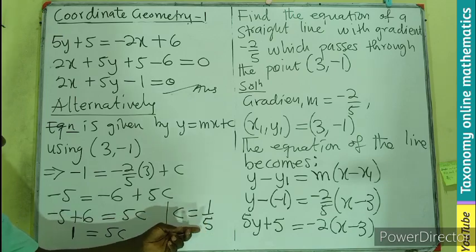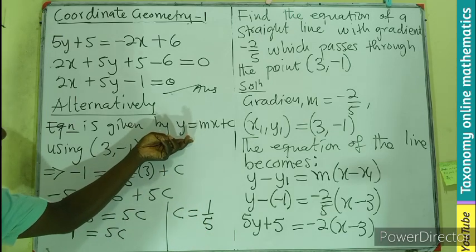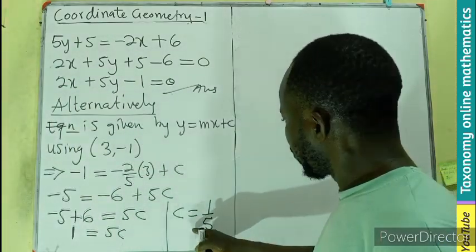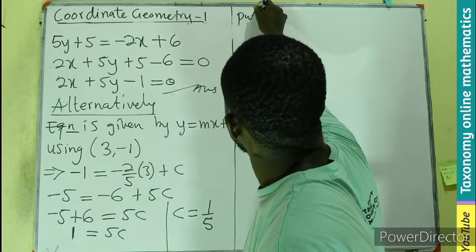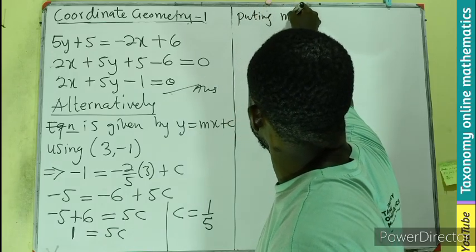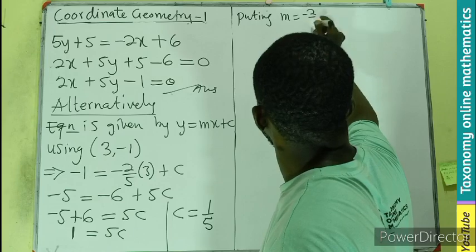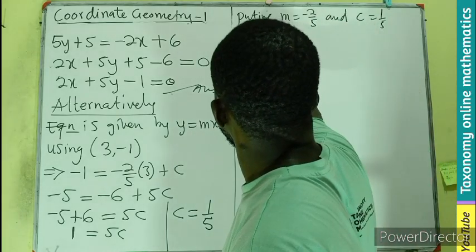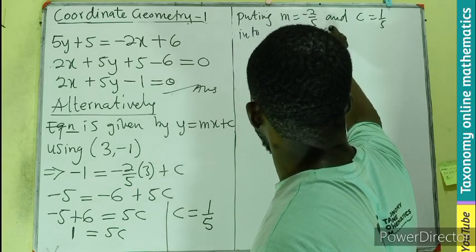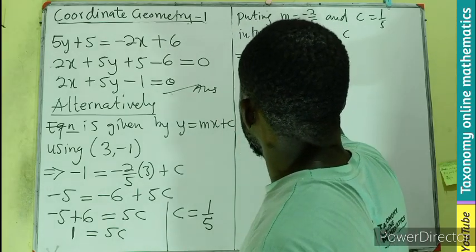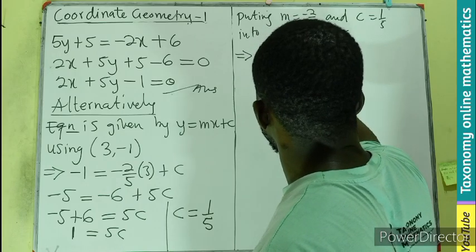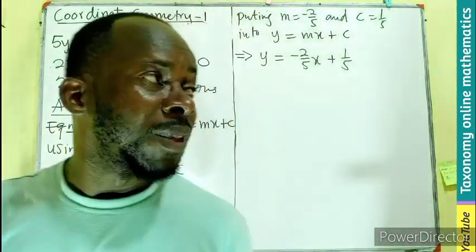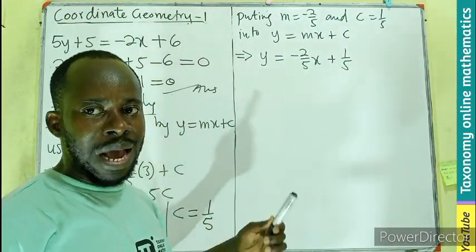So we can substitute this back with the gradient into the same equation to arrive at the general equation you're looking for. So from here, what do we do? Putting m equals minus 2 on 5 and c equals 1 on 5 into y equals mx plus c, that means that y will be equal to minus 2 on 5x plus 1 on 5. So this is also the equation in the intercept form, but we are looking for the general form.